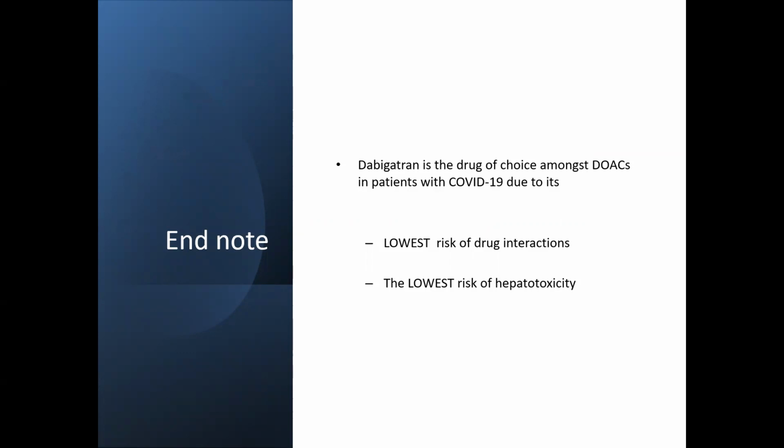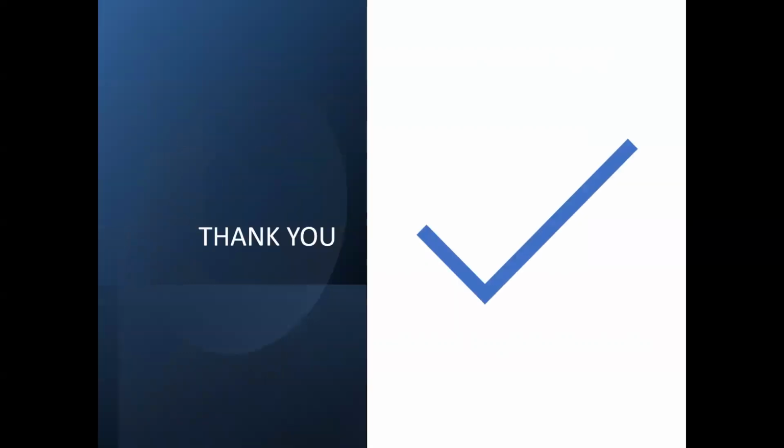So we can summarize that dabigatran is the drug of choice amongst direct oral anticoagulants in patients with COVID-19 due to its lowest risk of drug interaction and lowest risk of hepatotoxicity.